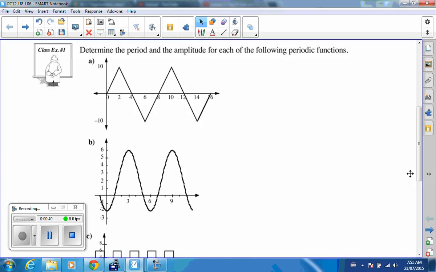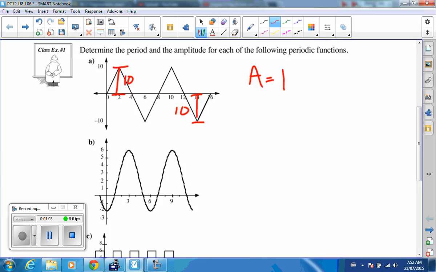So period and amplitude. The amplitude is the distance above and below the midline that a graph goes. So this is a measure of 10. This down here is also a measure of 10. So it'll always go above and below the midline by a common amount, and we call that the amplitude. So the amplitude for this graph is 10.